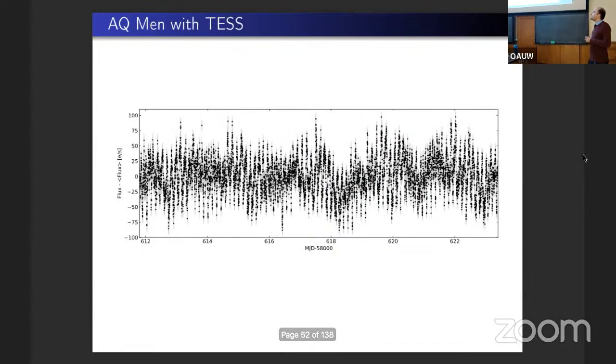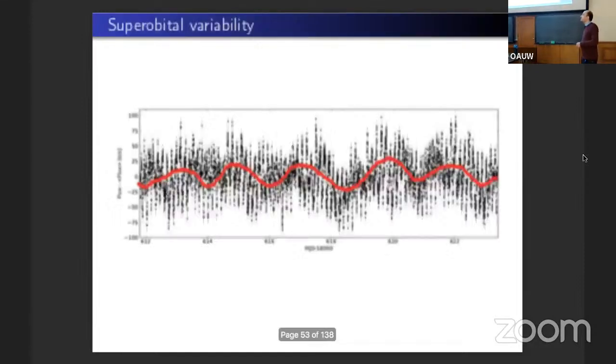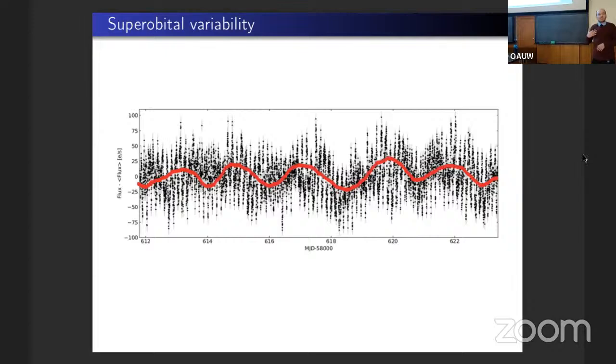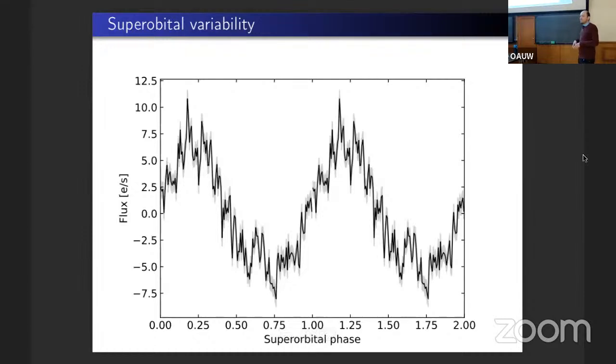And in particular, in AQ Men, they are cool because when you look again at the zoomed out picture of the whole light curve, you see additional variability that is on a much longer time scale than the orbital variability. And this is how it looks when you make a phase plot of this additional variability. It is called superorbital variability, superorbital because the periods are much longer than the orbital periods. So that's where the name comes from. And as you can see, it looks pretty sinusoidal.